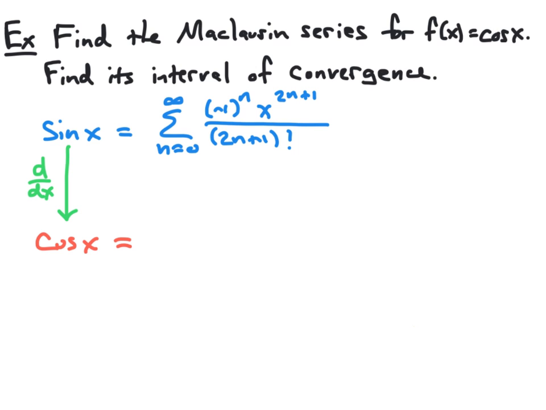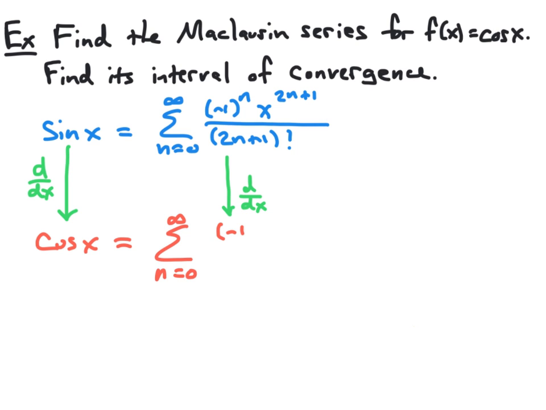We also know that if we have a power series representation for some function, like we do here for sine of x, and we differentiate that power series representation, the resulting power series will be the power series representation for the derivative function, in this case cosine of x. So what we're going to do here is differentiate term by term the power series representation for sine of x to obtain the power series representation for cosine of x.